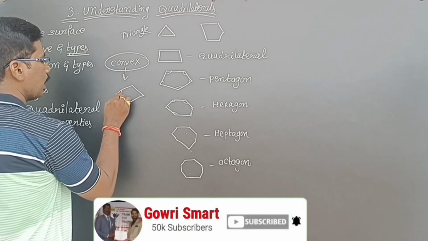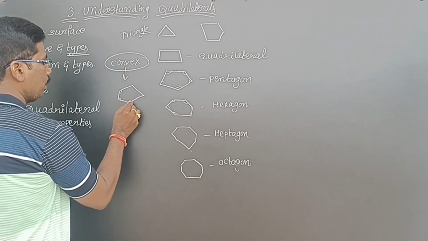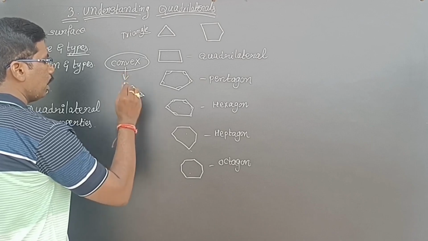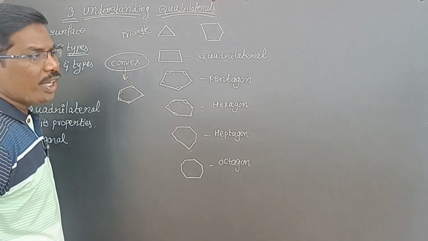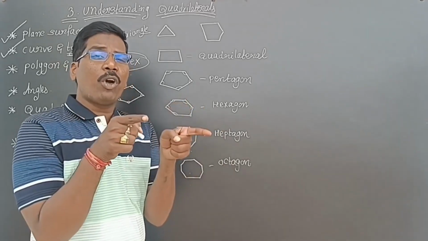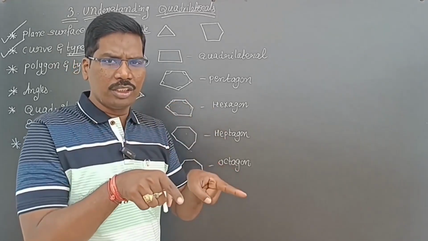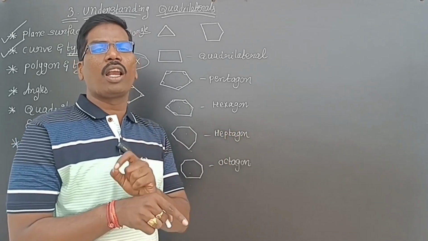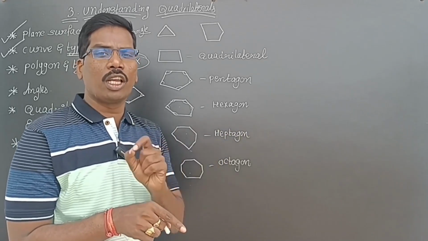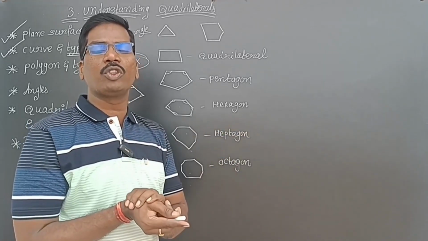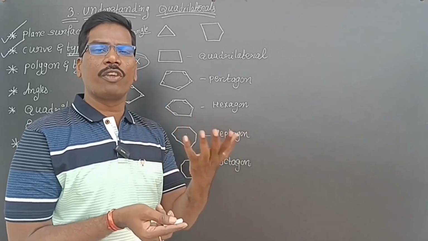See here, this is less than 180, this is also less than 180, and so on for each angle. We can say it in another way also: if you take any two points in a polygon and join them with a line segment, the line segment should be interior. Then that is also a convex polygon.